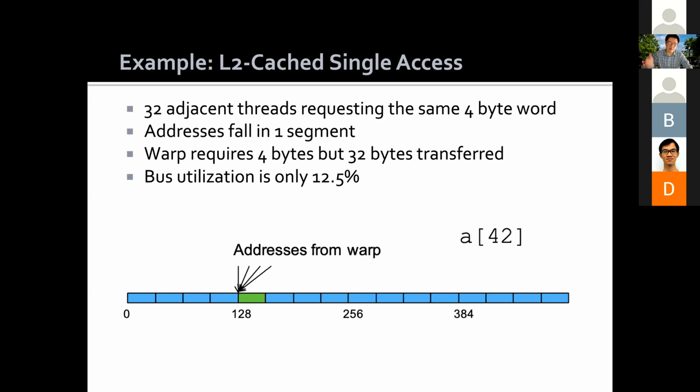This is a very commonly seen case. All the threads request the same memory address. For example, 32 threads, one warp, requires the same 4-byte word. The address will fall into just one segment. So the warp will require 4 bytes, but 32 bytes are transferred. So that means your bus utilization is 4 divided by 32, which is 12.5%, right? For example, no matter what each thread ID is, you just access A[42], right? So this is not good.